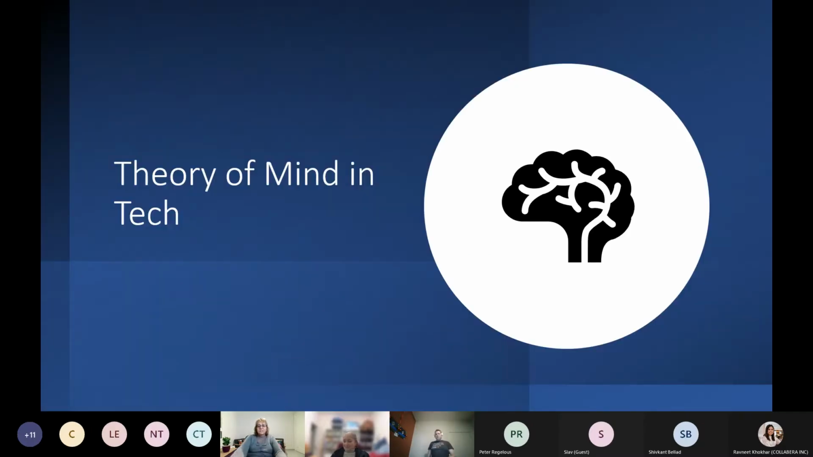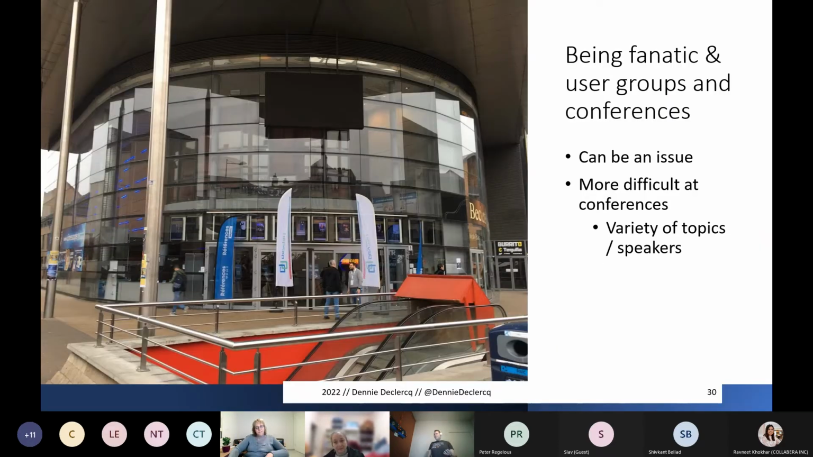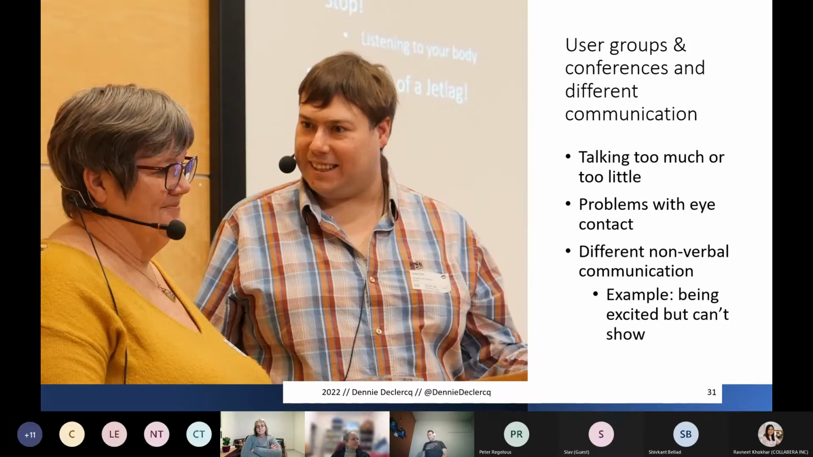And then we are going to talk about the theory of mind and tech. Let's face it, being fanatic at user groups and or conferences can be an issue, and this is more difficult at conferences than at user group meetings. Why? The answer is really simple. At conferences, most of the time there is a variety of topics, a variety of speakers, and then you have a variety of meanings and opinions about some things. A user group is most of the time one or two talks a night. Then they all have kind of the same interest, of course.